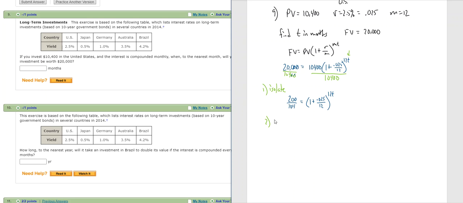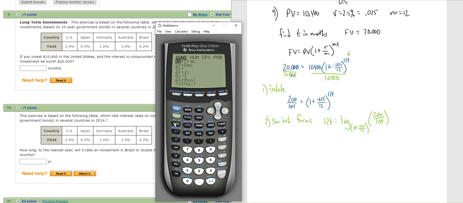is to switch forms. Once you have the exponential isolated, we switch forms to say 12t is equal to log base 1 plus 0.025 over 12 of 200 divided by 104. And that looks horribly clunky, I get it. Now, if you have the fancy button on your calculator, go to math. You can arrow all the way down. I choose to arrow up because it's closer. I could enter this as it is.